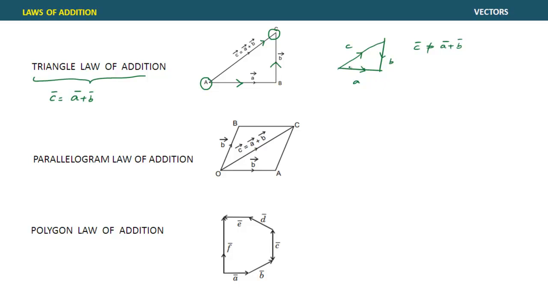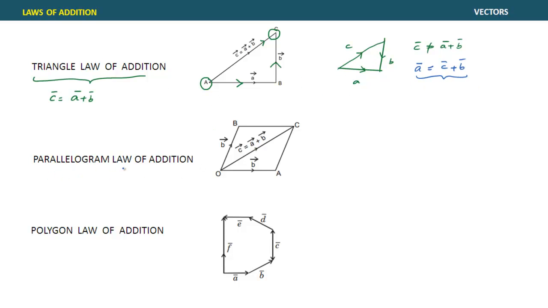Can you tell me what the triangle law of addition will be in this particular case? Just think about that. Yes, it starts from here, goes here, its head is meeting here, its tail is meeting here. So in a way, I would say here A vector is equal to C vector plus B vector. This is the definition here. So if you change the arrow, the result will also change.